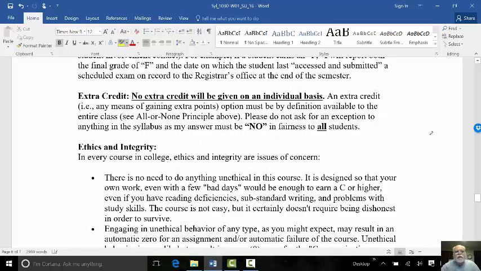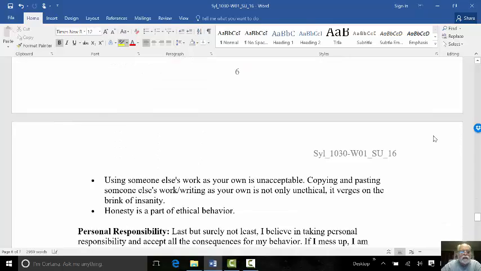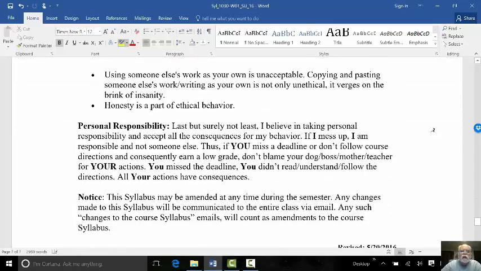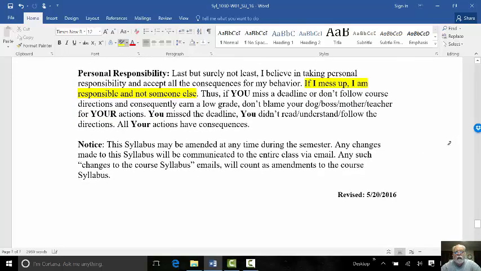There's no extra credit for this course. Everyone has the same option of taking the bonus discussion groups if you want. I believe in ethics and integrity. I believe in personal responsibility. All actions have consequences, and if you screw up, be responsible. So, hey, there's nothing I can do. So please be aware of that.